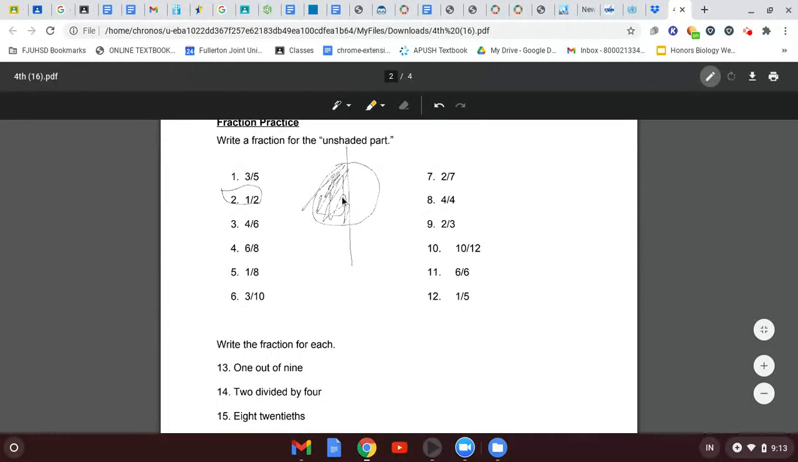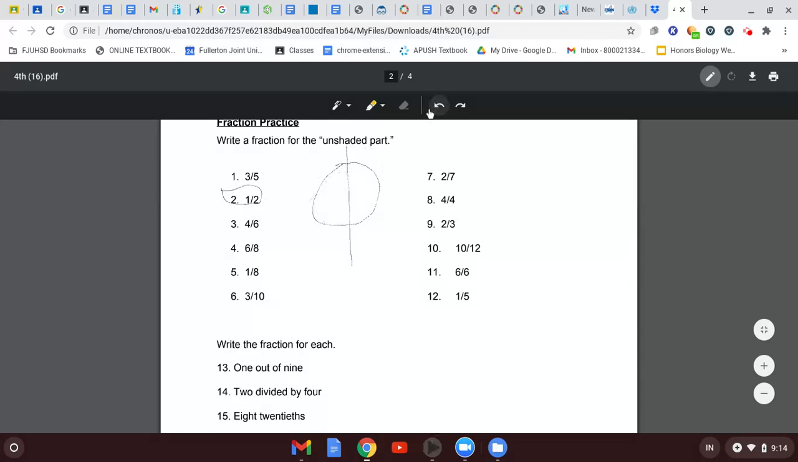So this part is the shaded side, and we're trying to find the unshaded part. Since 1/2 of it is shaded, how much of it is unshaded? Basically, what we're trying to do is make the fraction into a whole, so make it equal to 1. So it's 1 minus the fraction. The unshaded part is 1/2. Why? Because 1/2 plus 1/2 equals 1.